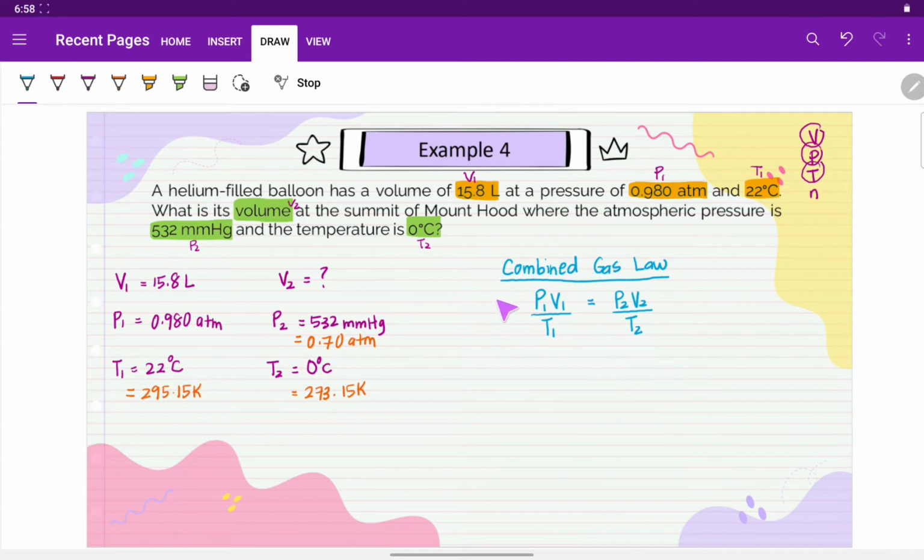Okay, once awak dah pilih equation, again, the next thing to do is substitute and then calculate. Tekan calculator dengan berhati-hati and you will get the answer. So, over here, your substitution and then jawapan akhir will be 20.5 liter ataupun kalau awak tanyakan 2 decimal places, 20.47. So this will be our final answer. Now, let's move on to the next example.